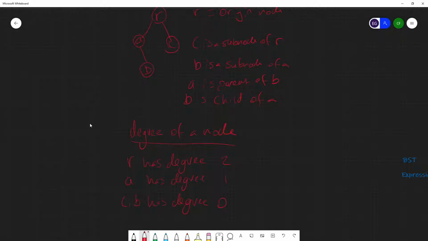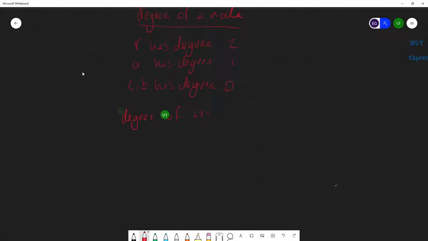The degree of a tree is the maximum node degree. So what we could say for this tree, well, the maximum node degree we know is going to be the largest value, which is 2. So the degree of this tree is 2.